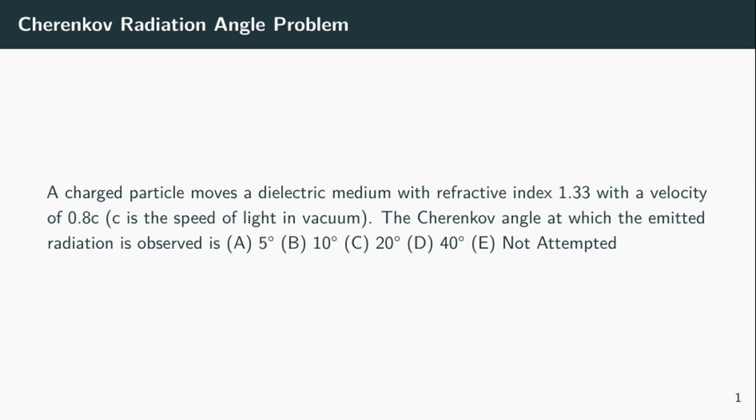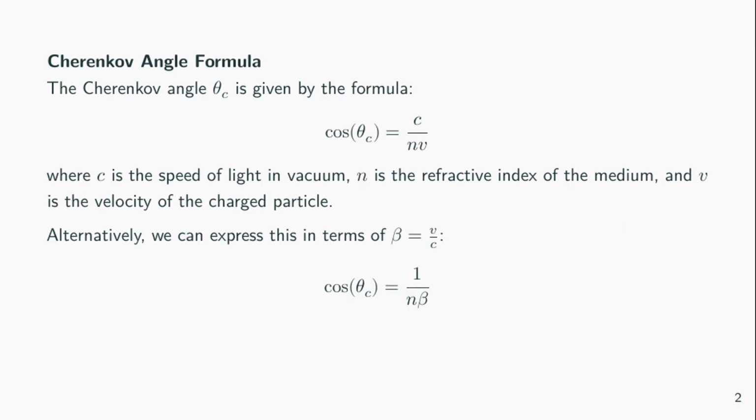Or maybe it wasn't attempted. To solve this, we need the formula for the Cherenkov angle, which we call theta c. The formula is given by the cosine of theta c equals c divided by n times v. Here c is the speed of light in vacuum, n is the refractive index of the medium, and v is the velocity of our charged particle.